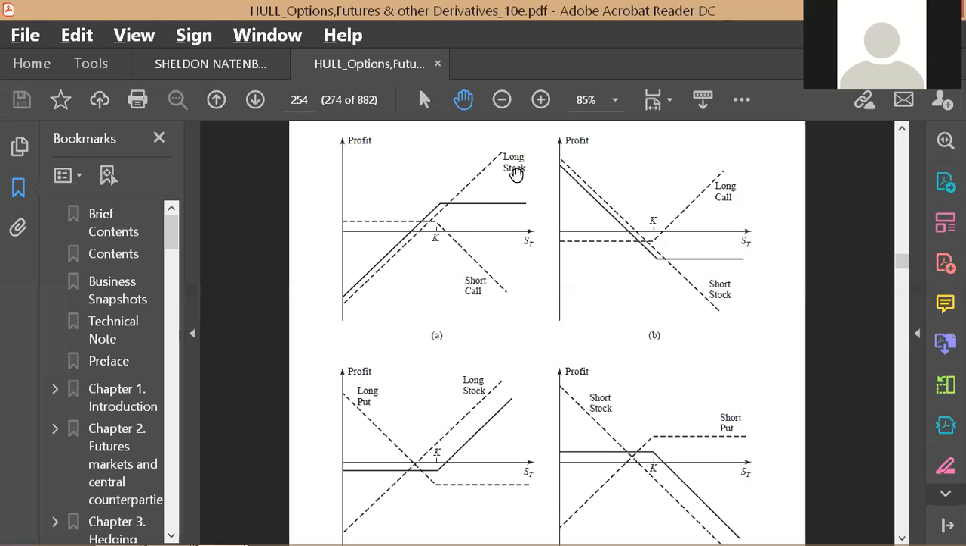Here they have written long stock, but when you read these, you should read it as long underlying, okay? Because you should think in terms of general principles. The examples are given as stock, so it's written long stock, but these are actually long underlying.